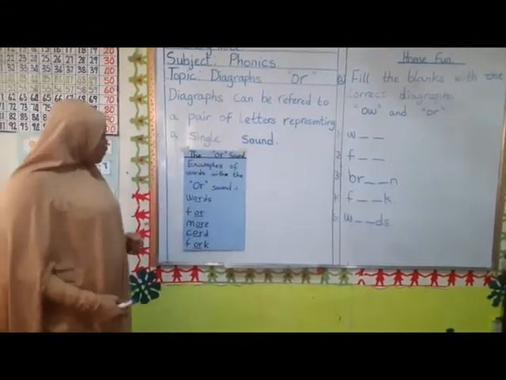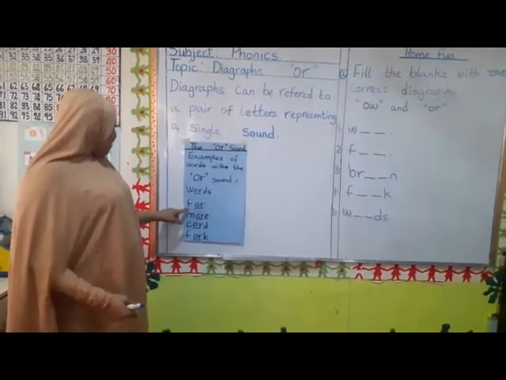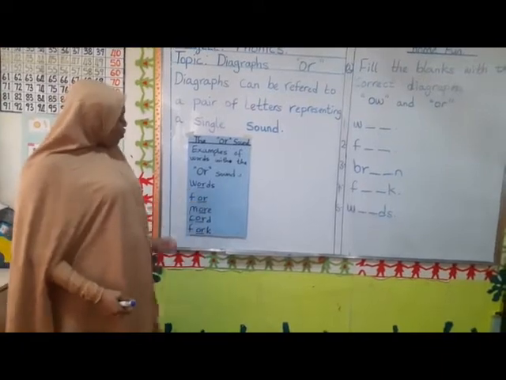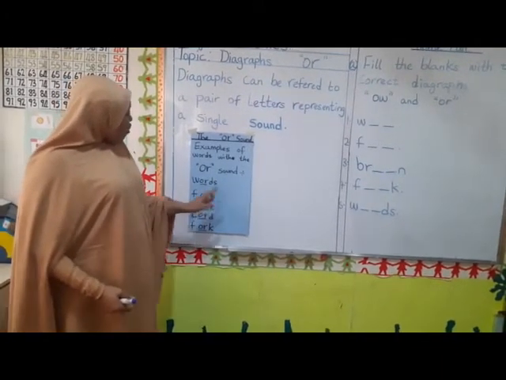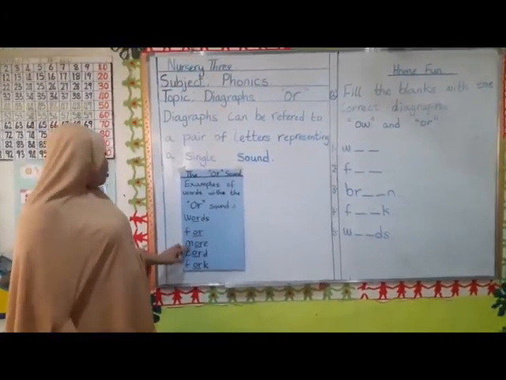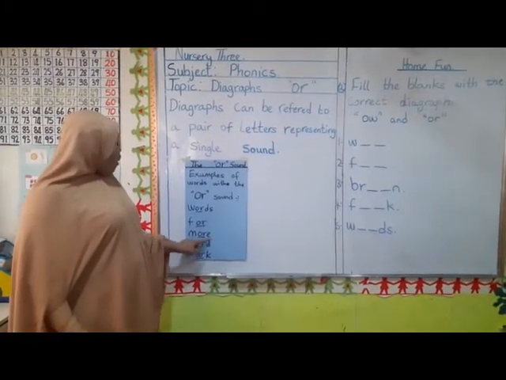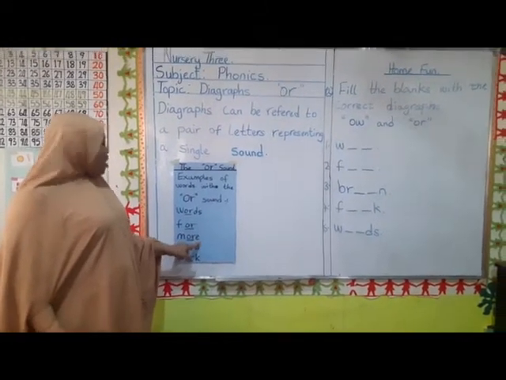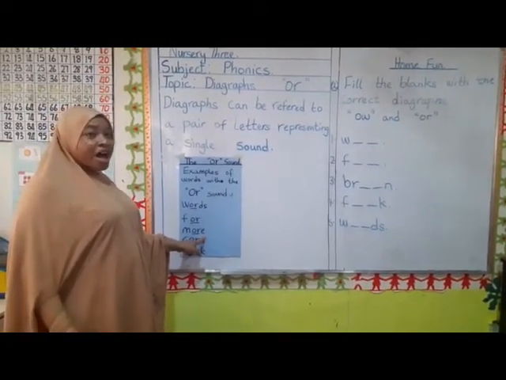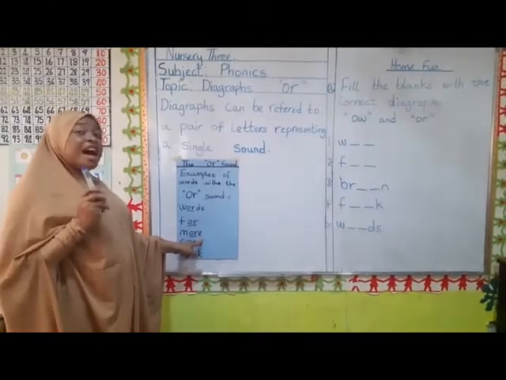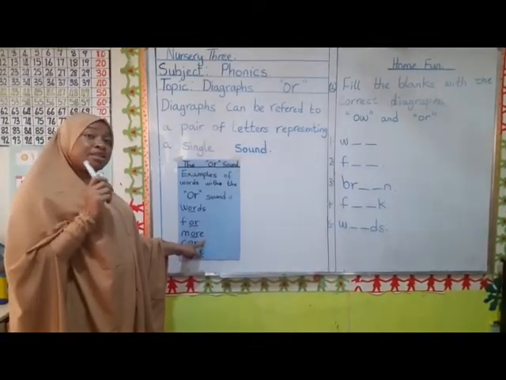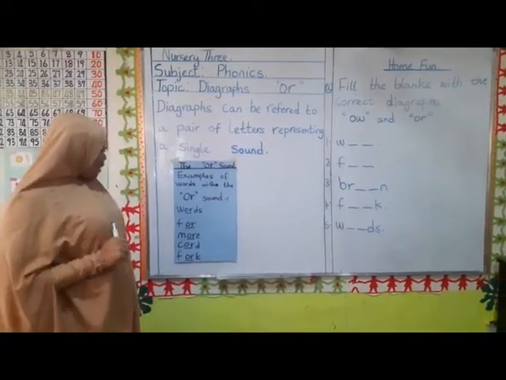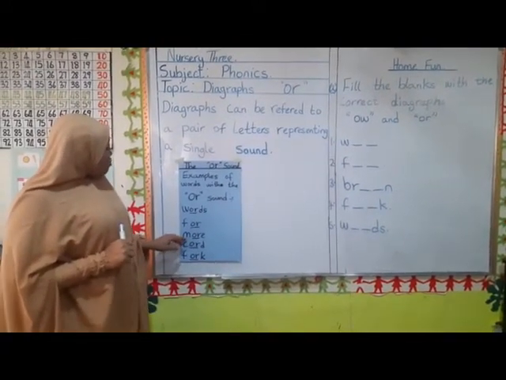Let's look at the second one. What is the sound for letter F? F, R, far. Then you have more. M, R, more. In this word more, letter E is shy. And you remember I told you if letter E is shy, it means the letter is silent. So this is the word more.